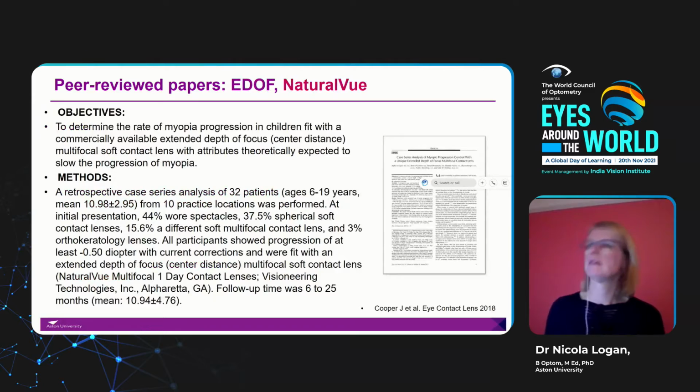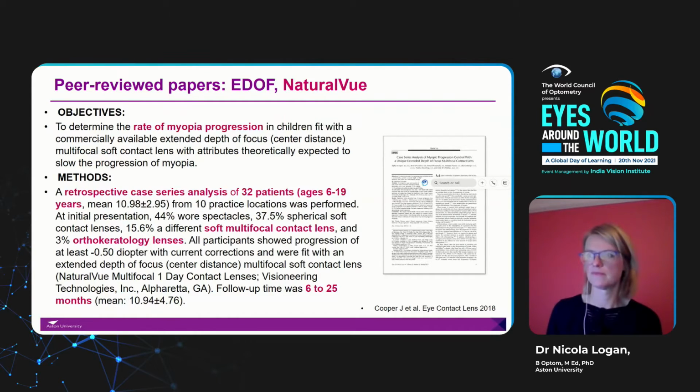Let's have a look at the second paper, and it's an extended depth of focus lens, the natural lens from VTI. Have a look here at the key points. What jumps out at you from this abstract? I've highlighted some points here. It's a little bit different. So it's looking at the rate of myopia progression in children.